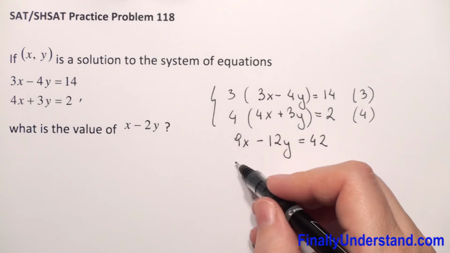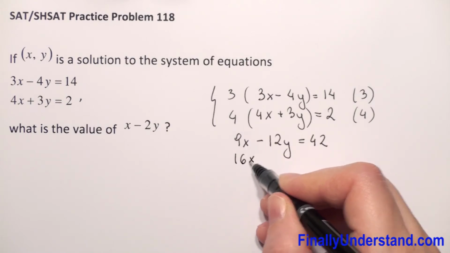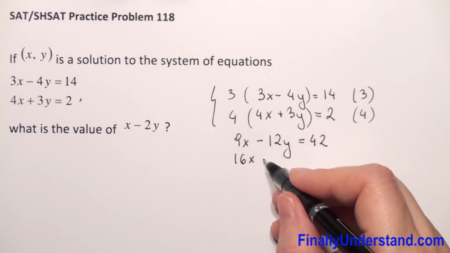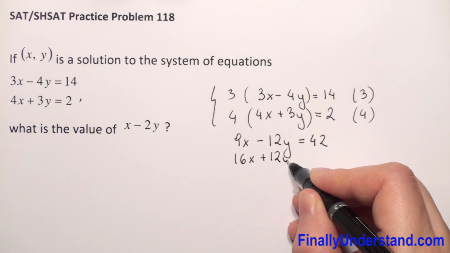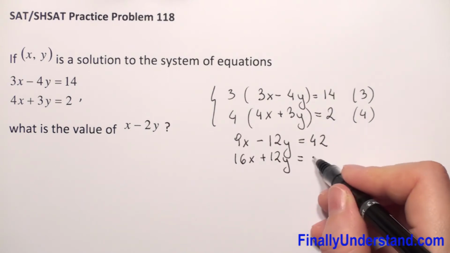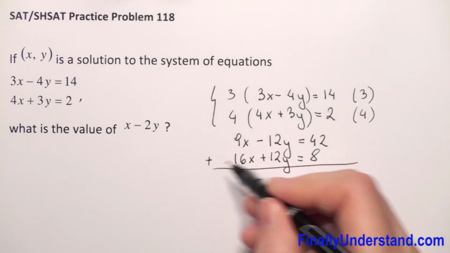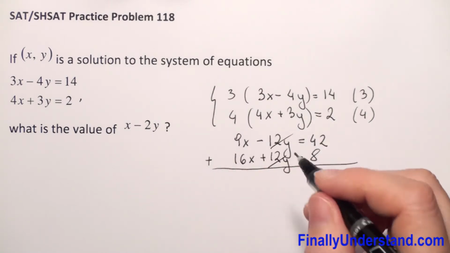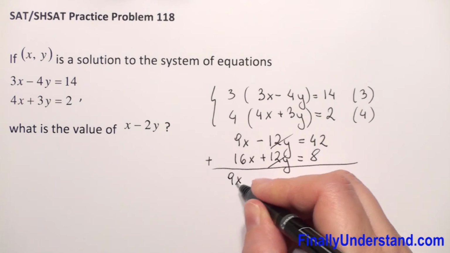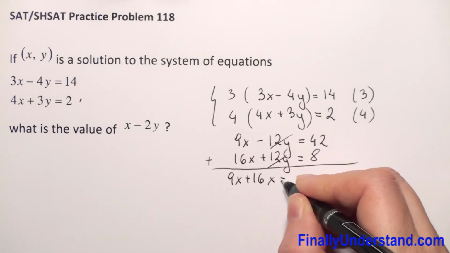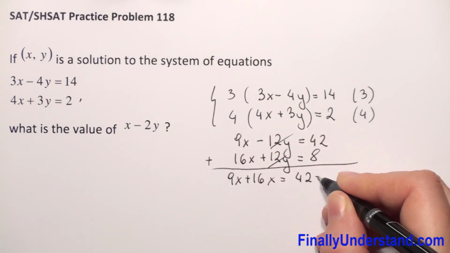And now we have 4 times our expression in parentheses. So 4 times 4x is 16x. 4 times 3y is positive 12y. This is equal to 2 times 4, which is 8. And now you see when we add both sides, what do we have? 12y we reduce, and we have only 9x plus 16x is equal to 42 plus 8.